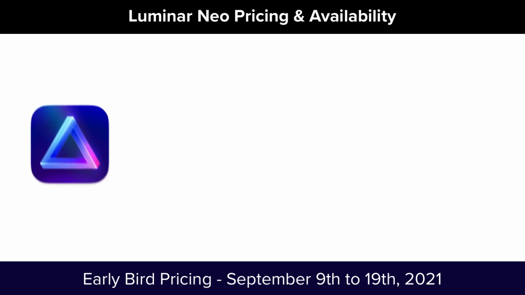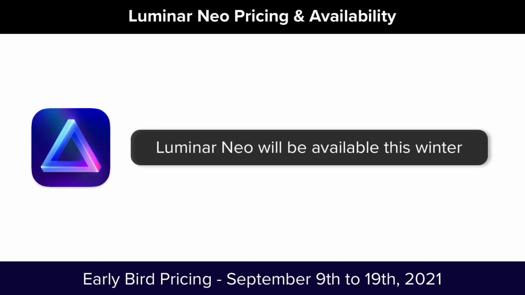So if you make the order, when can you get it? Luminar Neo will be available this winter. Now, all right, this winter, a little vague. That's what we know. If I had to take a guess, I'm thinking mid-December. That's about when Luminar AI hit the market. But winter could mean January 2022. We just don't really know.